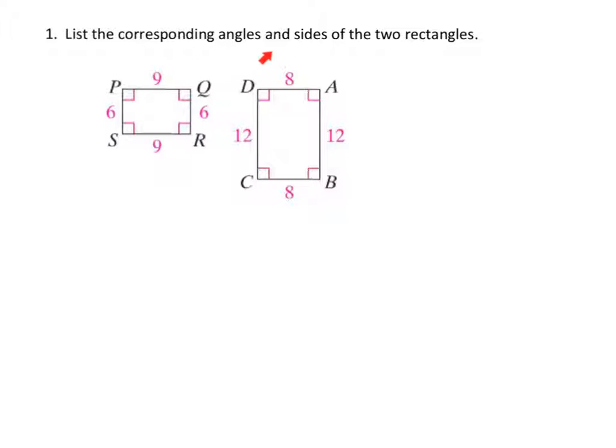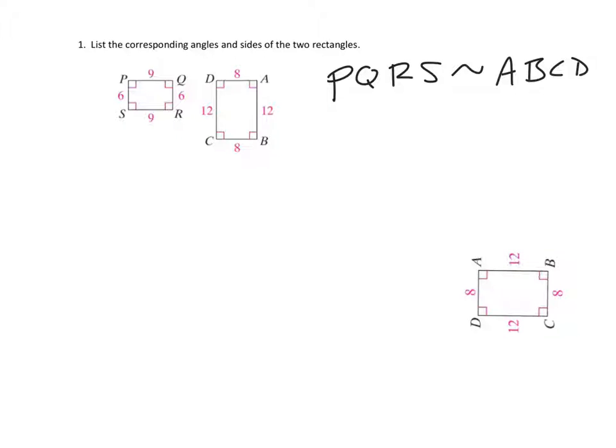List the corresponding angles and sides of the two rectangles. So here's the thing. We have to pay attention to what matches what. Obviously, this long side matches a long side over here. So I'm going to go alphabetical, and I'm just going to list it here. So PQRS is similar to ABCD. So that means, notice, P matches A, Q matches B, R matches C, and S matches D.